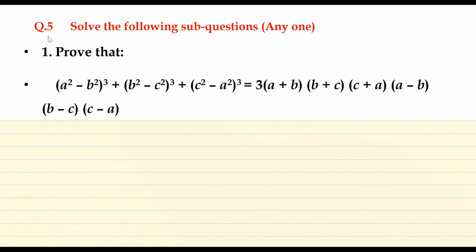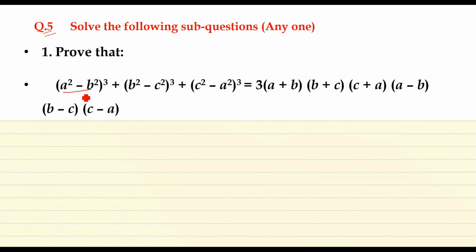Now question number 5 is a hard question, a higher order thinking skill question. Those who want to score full marks, please be very focused on these types of questions. You can see that it says prove that left hand side is equal to right hand side, and such a big equation is given. Though it looks to be a big equation, it can be solved in a very simple manner.